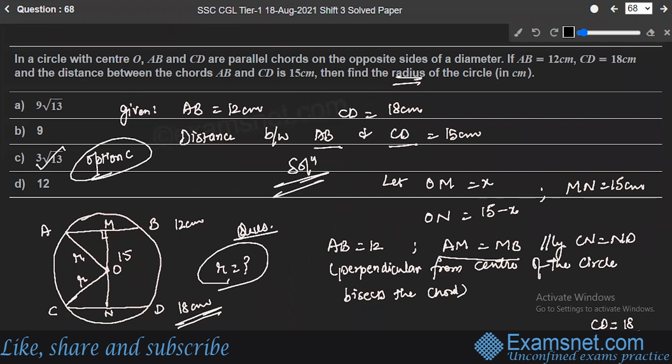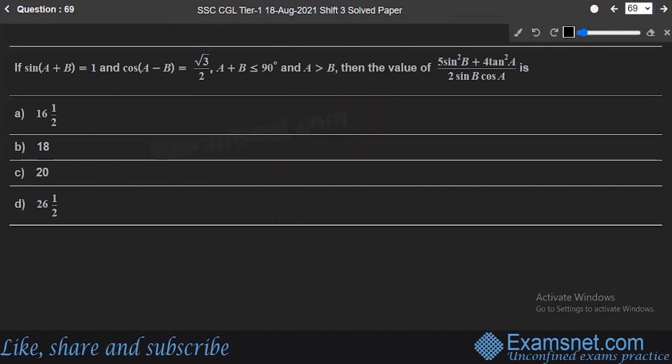Let's move to the next question, 69. If sine (A plus B) is equal to 1 and cos (A minus B) is equal to root 3 by 2, and A plus B lies in the first quadrant and A is greater than B, then you have to find out the value of the given expression. This is a very easy sum. Why? Because you are actually given the values of the sine and the cosine. Okay, so let's start with the sum.